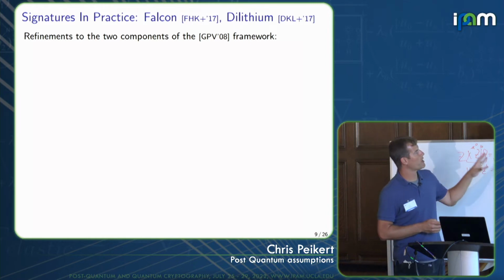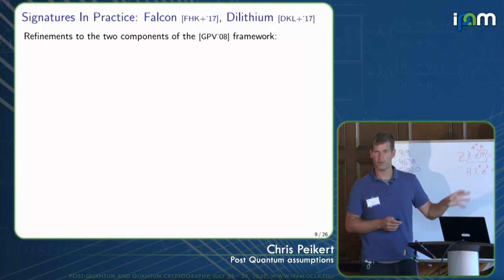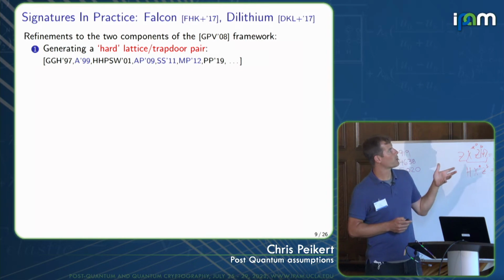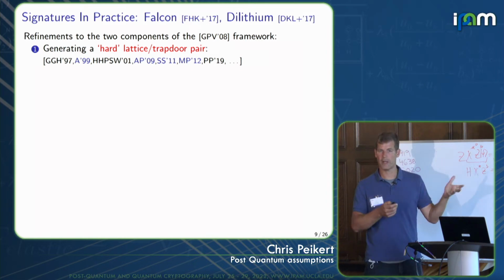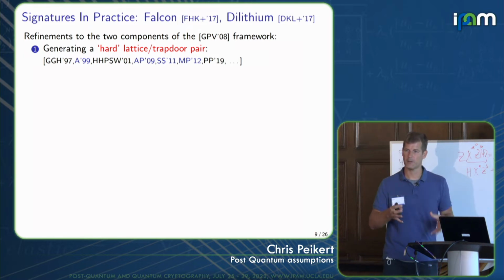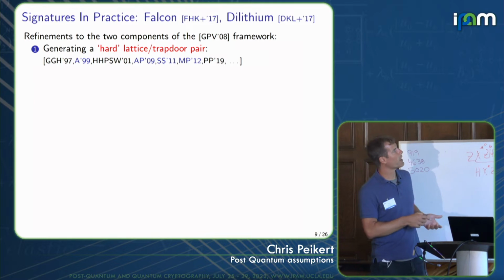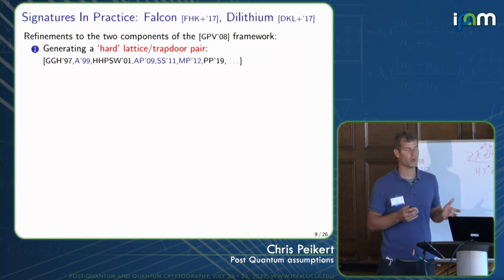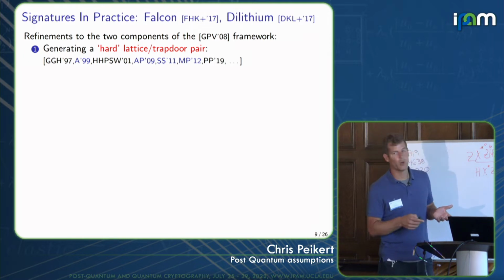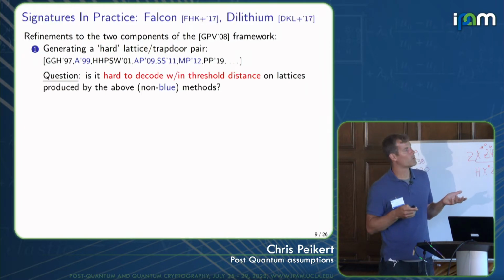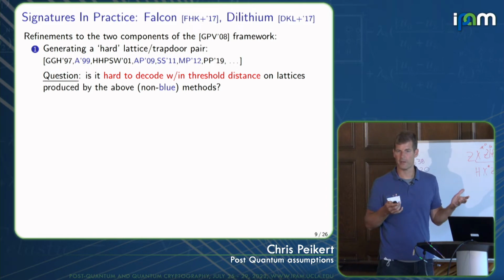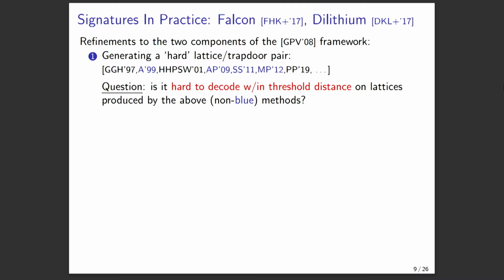So there are many refinements to the two main components of what we've seen. The first main component was you have to generate this hard lattice together with the trapdoor. And that was one kind of black box that I didn't talk about. There have been now many algorithms that basically do this in some form or another. The ones in blue have this worst case hardness guarantee associated with them. And the ones that aren't in blue seem to be fine. They seem to generate a lattice that's hard to decode, but we don't really have a proof of that.